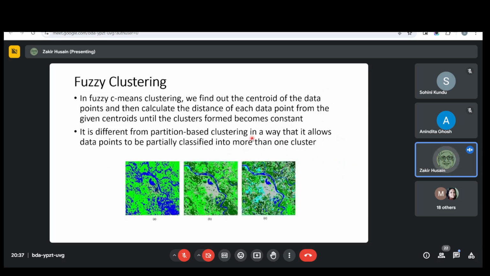In fuzzy clustering, the main difference from partitioning is that the same data point can be classified into more than one cluster. So it's very good if you're trying to use satellite imagery, because it's not so precise. It's not very clear in which cluster the point falls. So you can see some examples where it's difficult to identify, and at the edges, the distinction blurs.